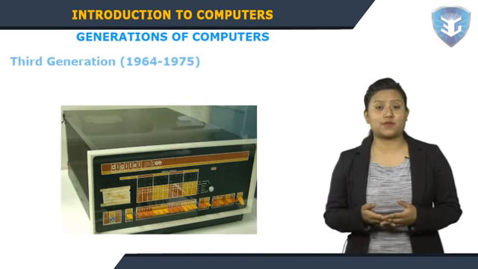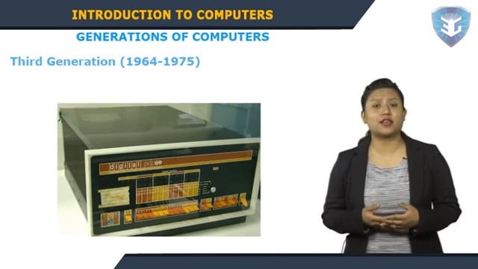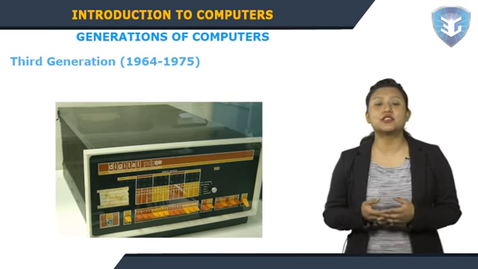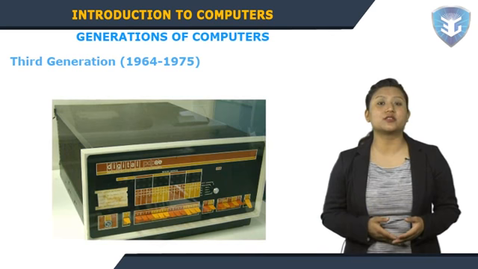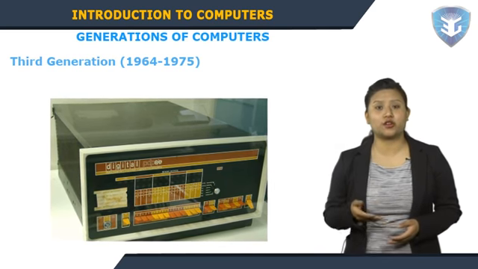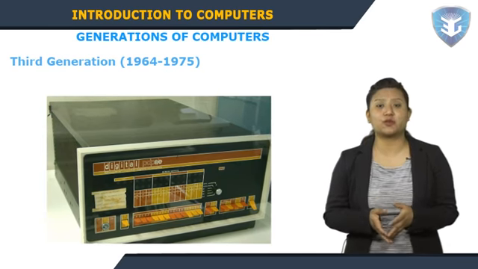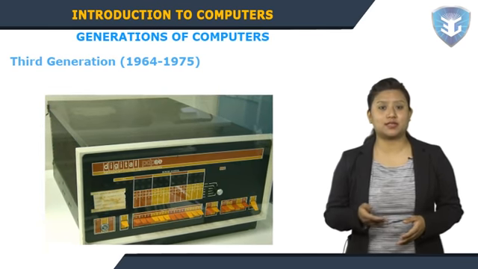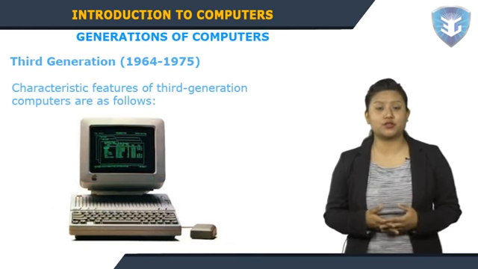Third generation is from 1964 to 1975. In 1958, Jack Kilby and Robert Noyce invented the first integrated circuit. Integrated circuits, called ICs, are circuits consisting of several electronic components like transistors, resistors, and capacitors grown on a single chip of silicon, eliminating wired interconnection between components. Characteristic features of third-generation computers are as follows.